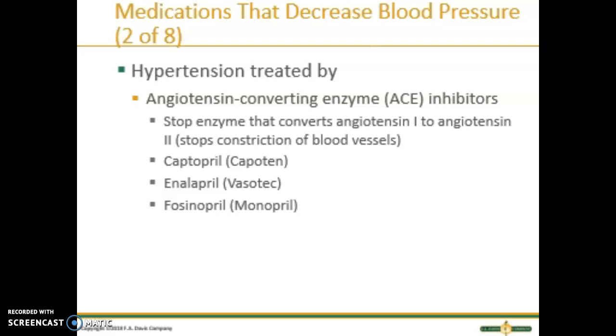Here on this slide, you see the angiotensin converting enzymes, or the ACE inhibitors, and they stop the enzyme that converts the angiotensin 1 to the angiotensin 2, which stops the constriction of blood vessels. Some examples here would be captopril or fosinopril.